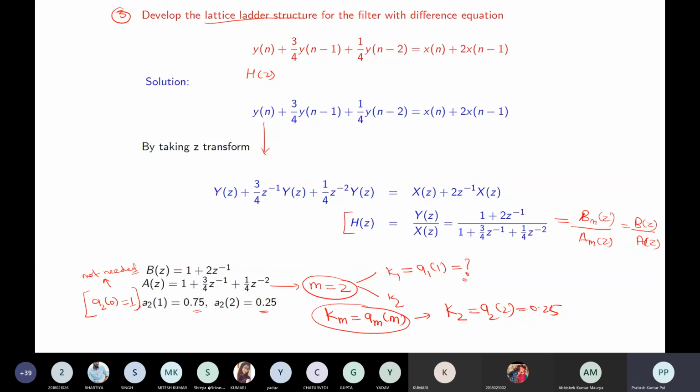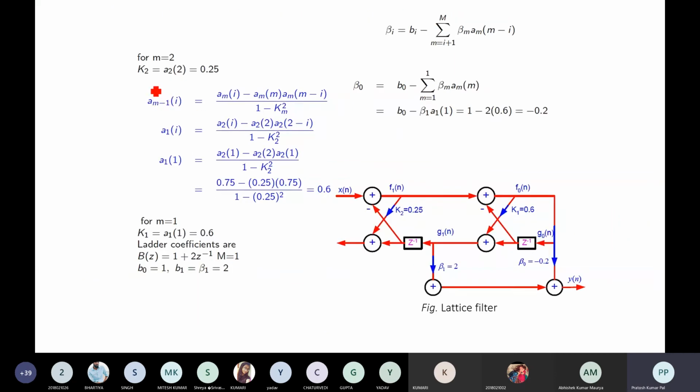That is not given directly from the expression, so we need to find this value. To find it, we will use the generalized expression. Into that, we put m minus 1 equal to 1, that means m is 2. If we put m equal to 2 here, we get a1(i) equal to this generalized expression. We need to find a1(1), so we put i equal to 1. From there we can get a1(1), which is equal to k1. So we know the k2 and k1 values.